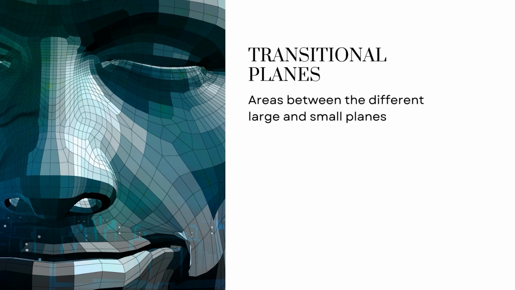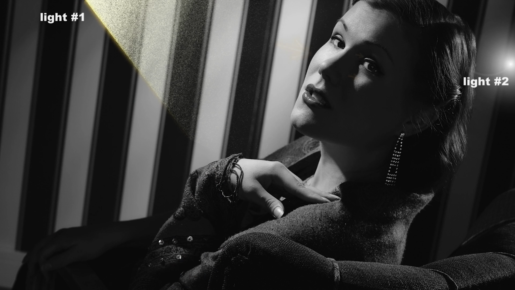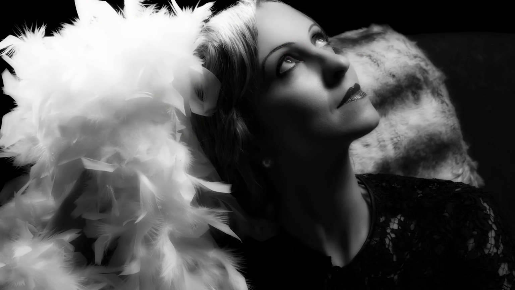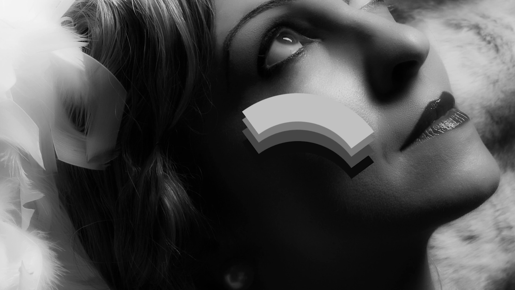Transitional planes. The areas between the different large and small planes are called transitional planes, and these are typically more curved in shape than other planes. When painting a portrait, it's important to keep in mind that the planes of the face will affect how light interacts with the different parts of the face. For instance, if you want to create a highlight on the cheek, you're going to need to take into account the curve of the transitional plane between the cheek and the rest of the face. And the same is true for shadows.